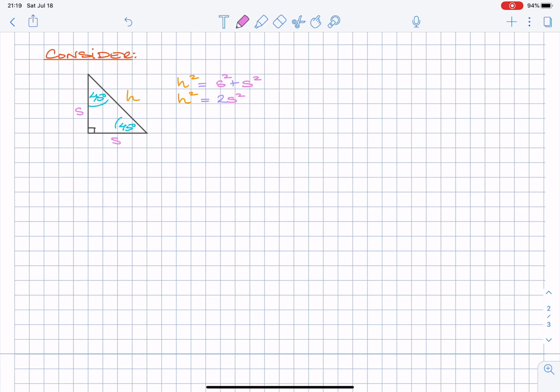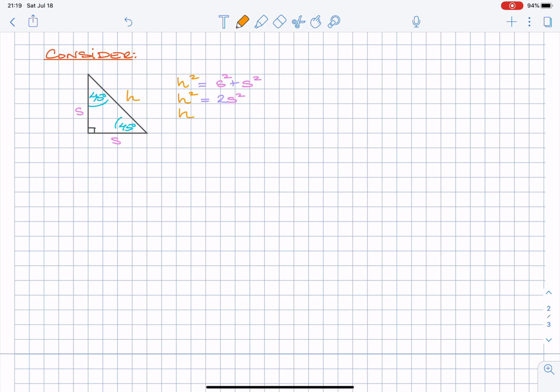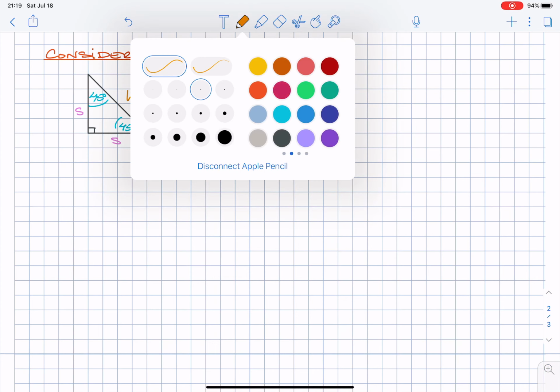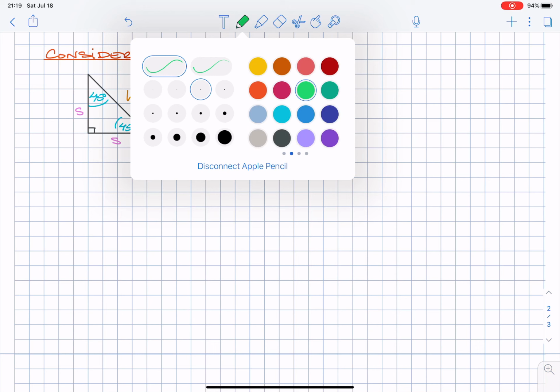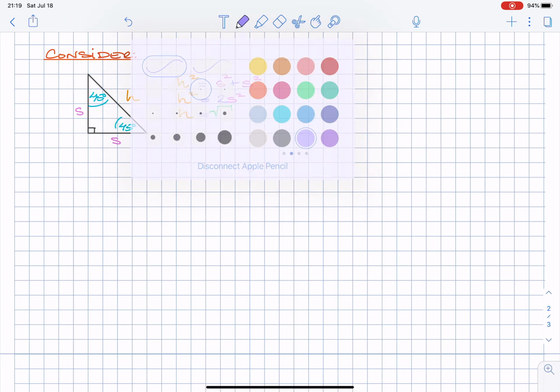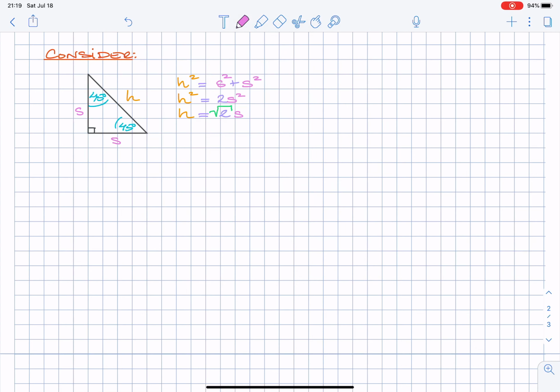So now let's take the square root of both sides. So I have that h is going to be equal to the square root of the right-hand side. So that's going to be the square root of 2. But of course the square root of s squared is just s, much like I saw for h on the left. Okay? Actually, let me move this down a line so it's clearer. So the hypotenuse is going to be the square root of 2 times the length of the side.